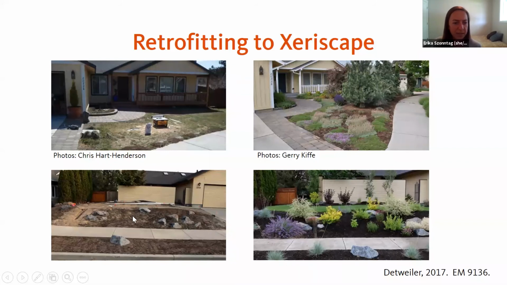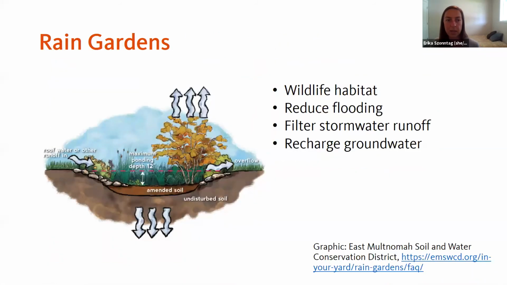I can't tell if that was lawn or not before, but you can see that there were some boulders there. It looks like they put in a little bit of turf, but also a bed with some of these waterwise plants that you can see here. Again, with a lot of different color and texture.